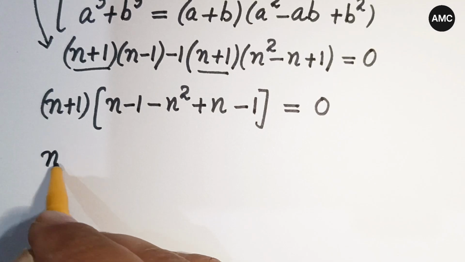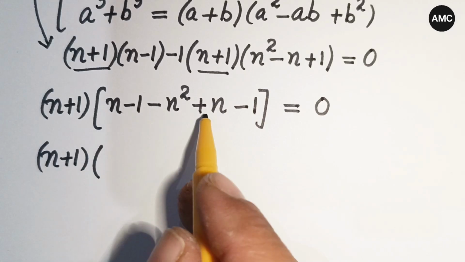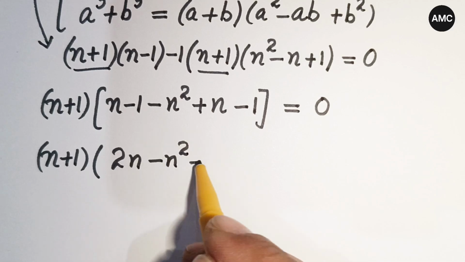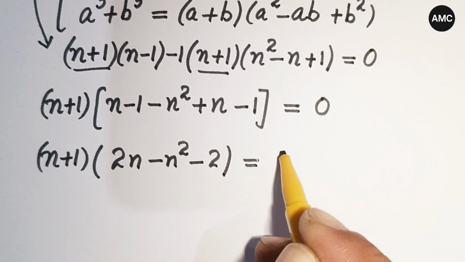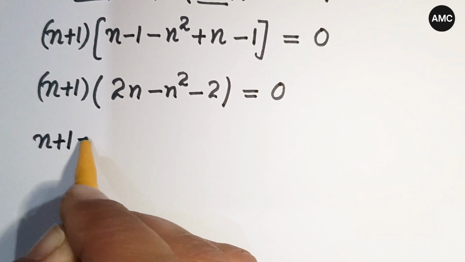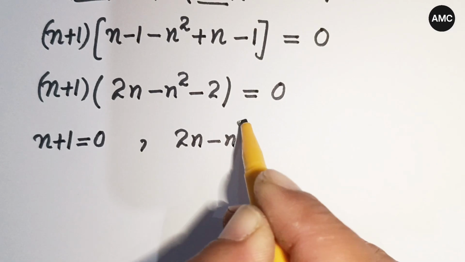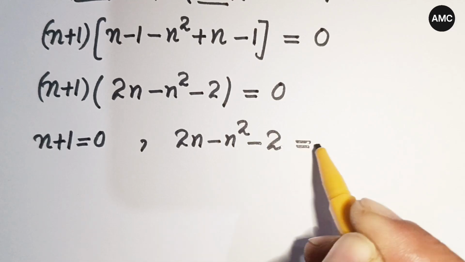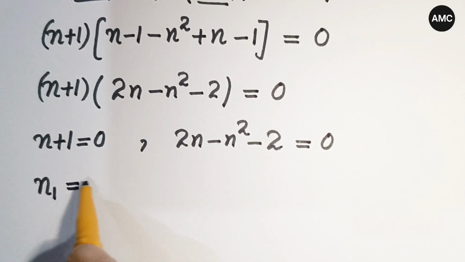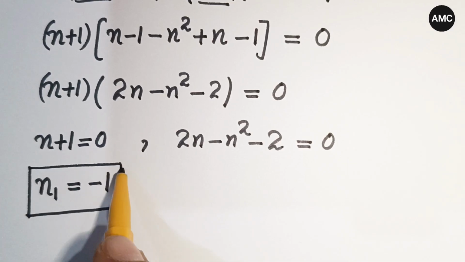Now by simplification we have n plus 1 times, here we get plus n and it is plus n, we get 2n, and minus n squared, minus 1 and minus 1 is minus 2, is equal to 0. Now n plus 1 is equal to 0, and similarly here we write 2n minus n squared minus 2 is equal to 0. Now here we have our first value which is real, that is n1 is equal to minus 1. So it is our first real value of n.